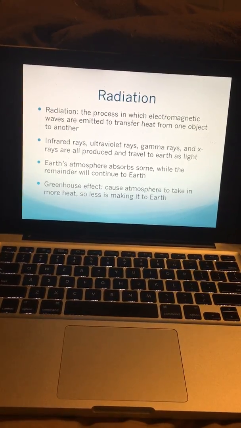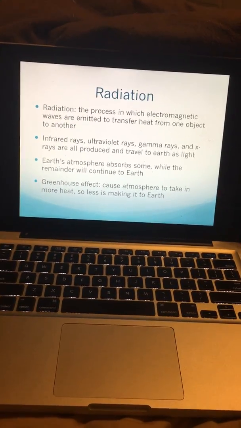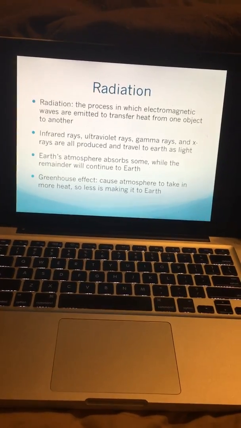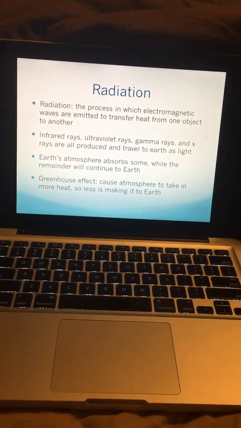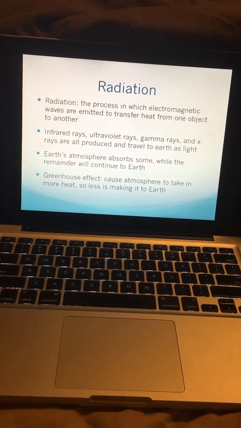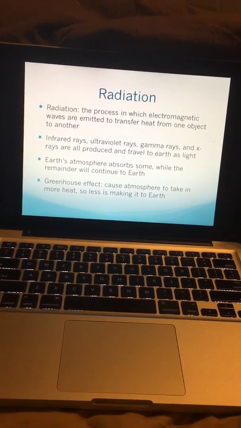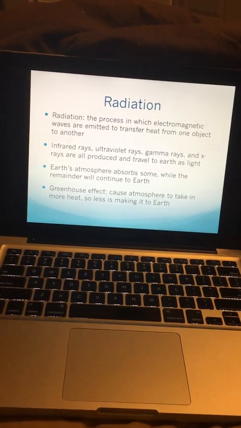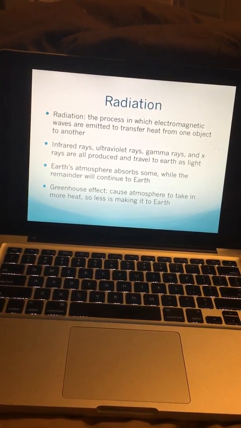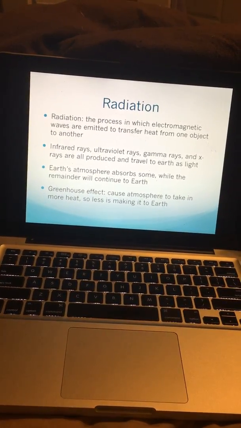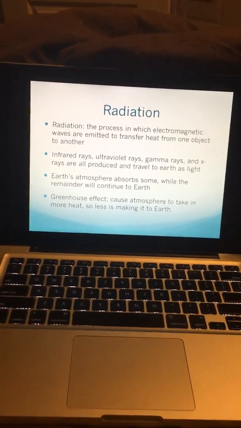Many people are aware of the greenhouse effect, which is a topic that becomes relevant here. The greenhouse gases cause the atmosphere to take in more heat than it normally would. Therefore, the atmosphere now has excess heat. Consequently, the amount of electromagnetic radiation that passes through the atmosphere will decrease, resulting in the greenhouse effect.